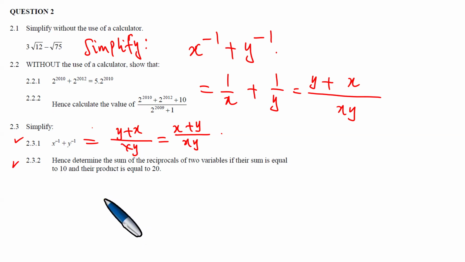2.3.2. Hence determine the sum of the reciprocals of two variables if their sum is equal to 10 and their product is equal to 20.